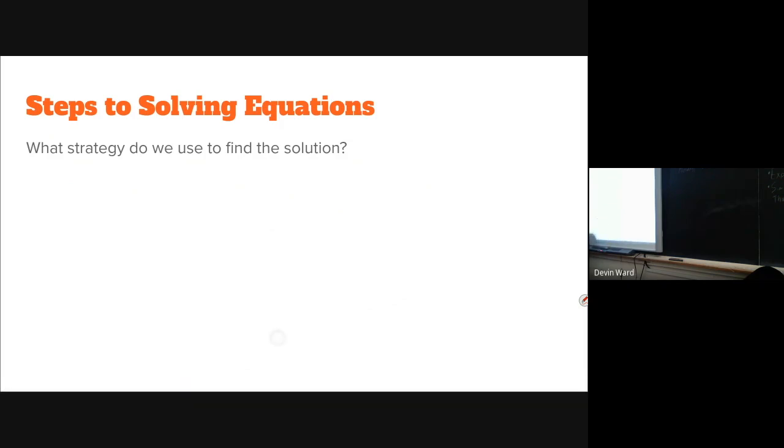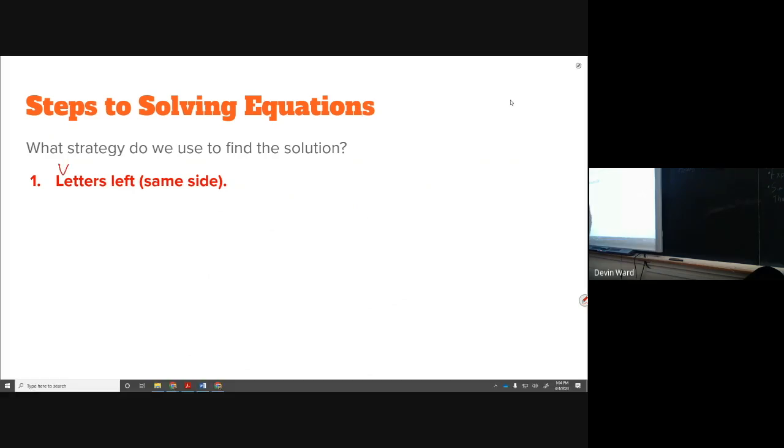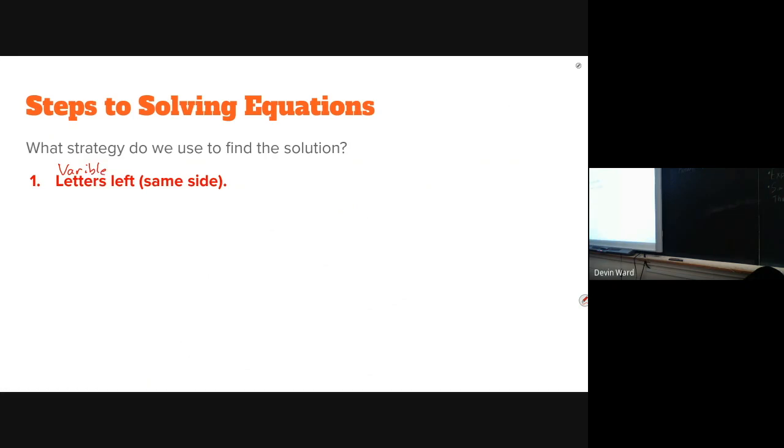What strategy do we use? First we want all the letters, all our variables, on the left side of the equation, or the equal sign, and we're going to put the numbers on the right side. All our numbers on the same side, on the right. Then we solve or isolate for x or any other variable after that.